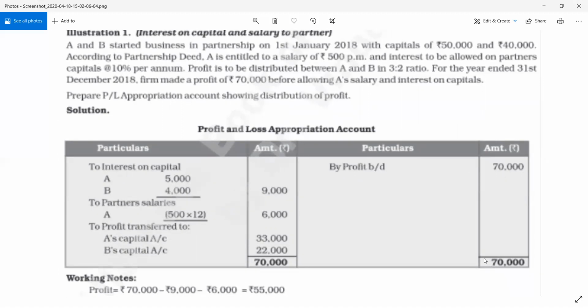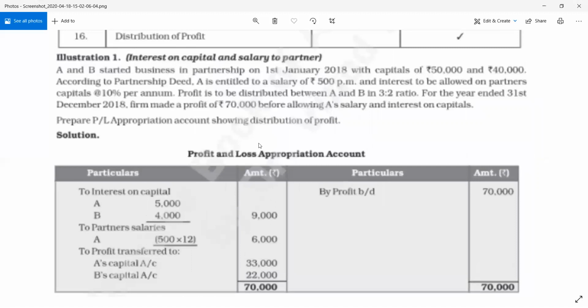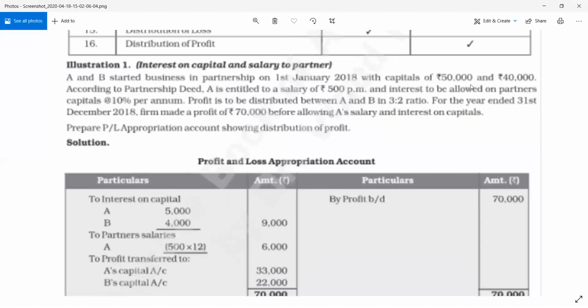Now the distribution starts. We have seen the first one that A and B will get interest on capital at the rate 10% per annum. So 10% of 50,000 is 5,000 and of 40,000 is 4,000. So A will get 5,000, B will get 4,000. Okay. So total comes to 9,000.